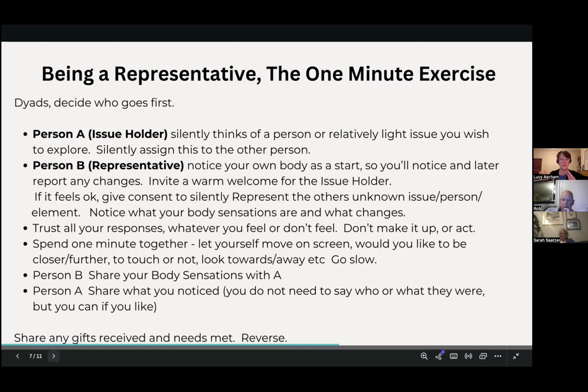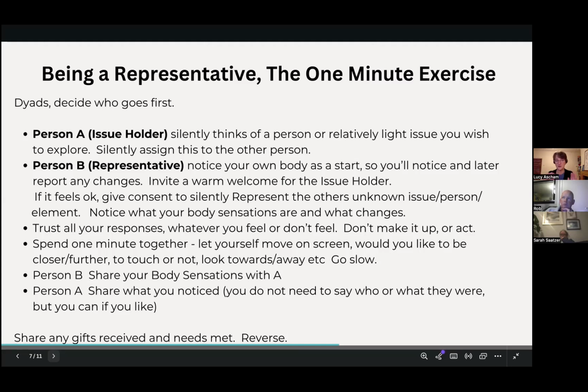Then you'll spend a minute together in silence and just let yourself move. You can explore a little bit. Is it better if I'm closer? Is it better if I'm further away? If I was with them in person, would I want to touch them? And that's always by consent or not. Then go really slowly and see what happens and clock any changes.